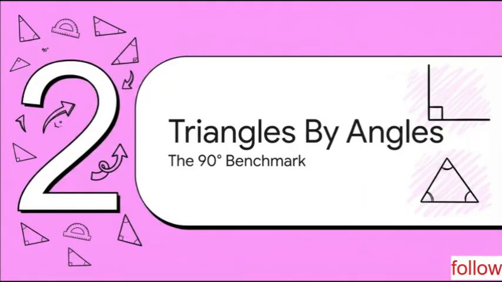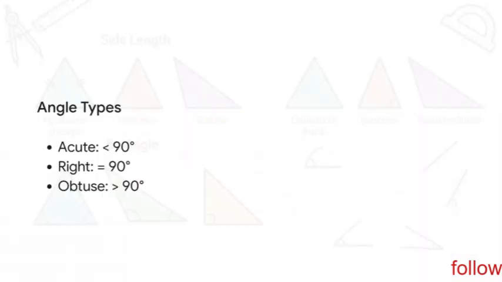Section 2. Classifying triangles by angles. The 90-degree benchmark. Now we're shifting focus to the inside angles. So instead of looking at the outside edges, we're zooming in on the inside corners. And the absolutely crucial point here is how these inside angles relate to a strict 90-degree benchmark. Let's break down the 3 possibilities.